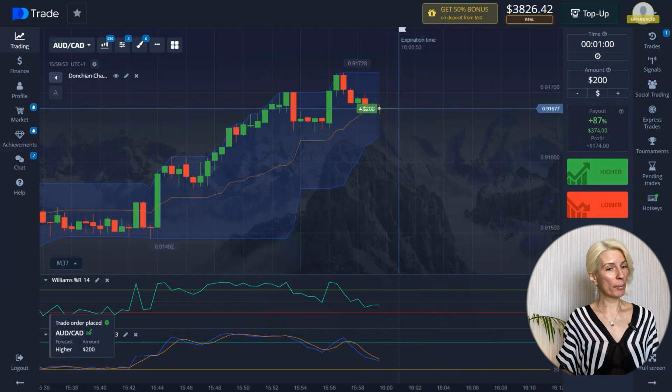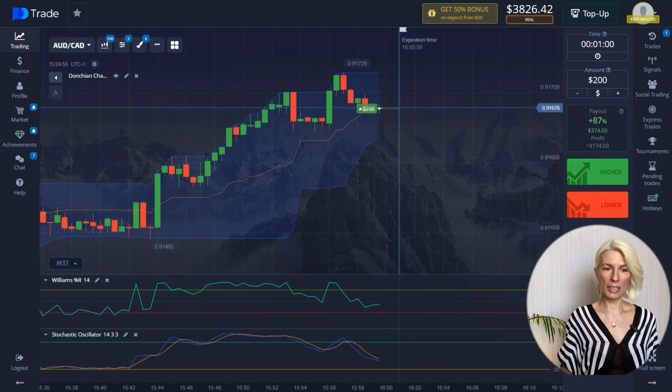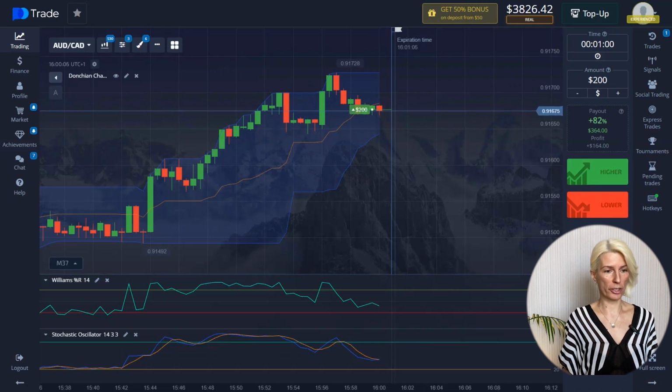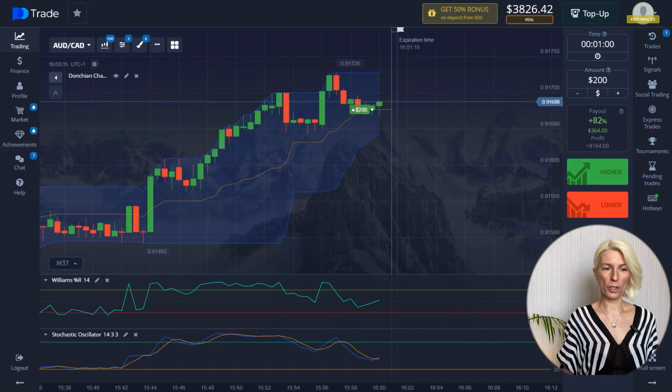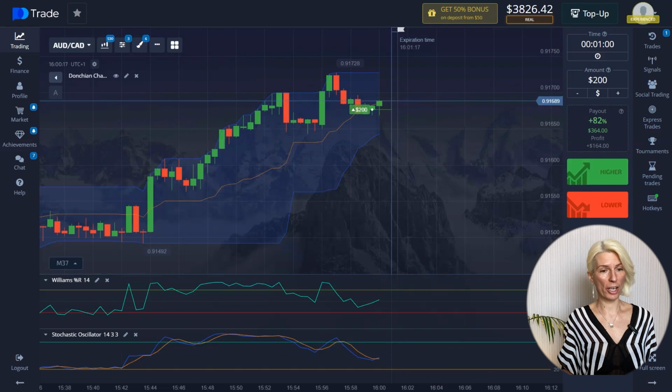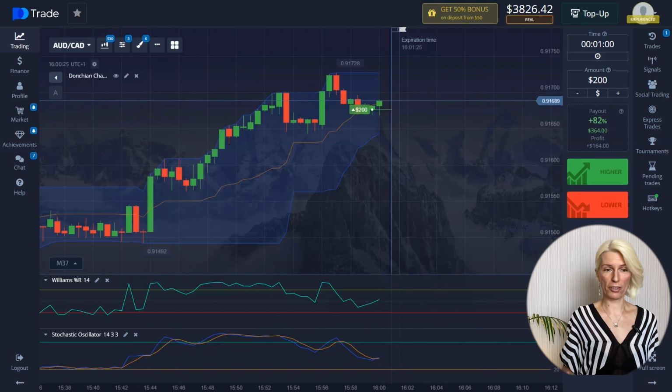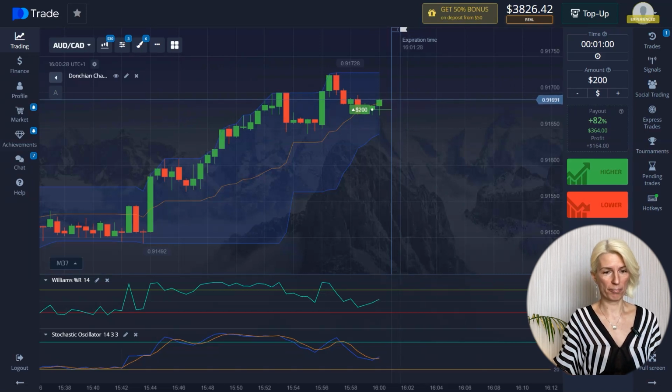We continue. Now I'm opening an up trade for 1 minute with $200. The decision was made due to the presence of a conditional support level in the area of the average line of the Donchian channel indicator, thanks to which the price has not dropped below it for the past 15 minutes. I also took into account the data of the Williams percent range indicator, the line of which with the decrease in price tried to grow upwards, which is a signal of a possible increase in price.